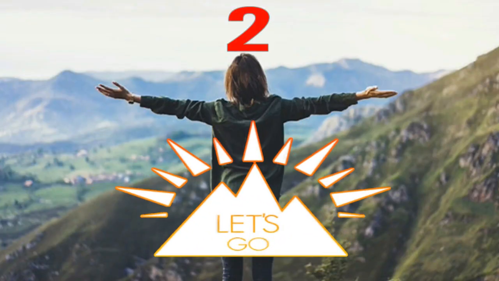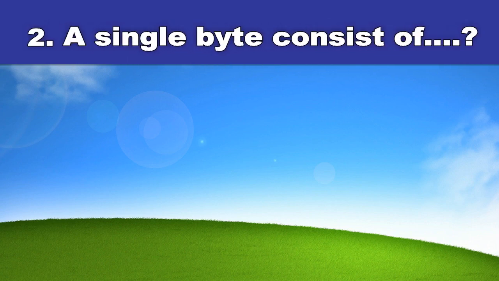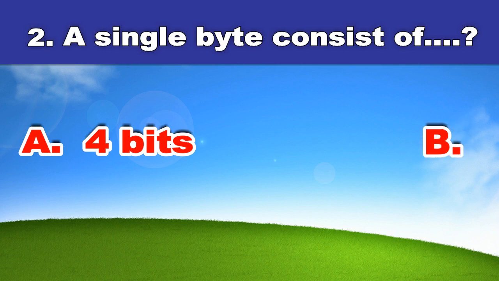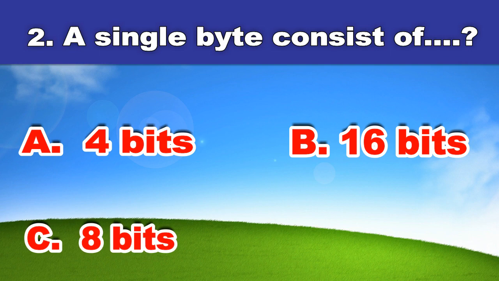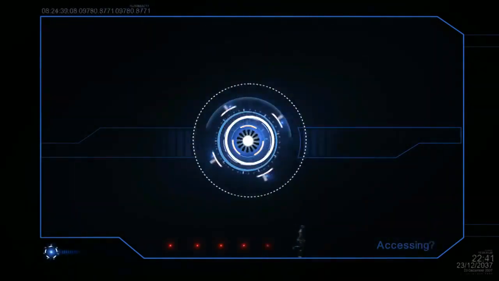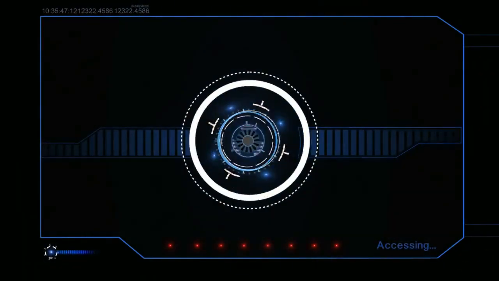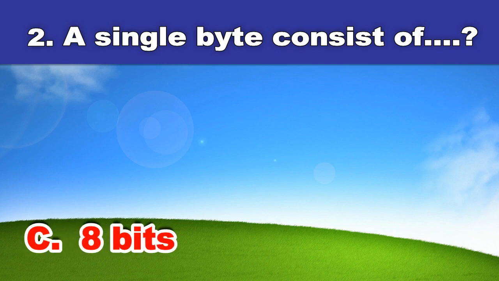Second question. A single byte consists of A. 4 bits, B. 16 bits, C. 8 bits, D. 7 bits. And the answer is 8 bits.